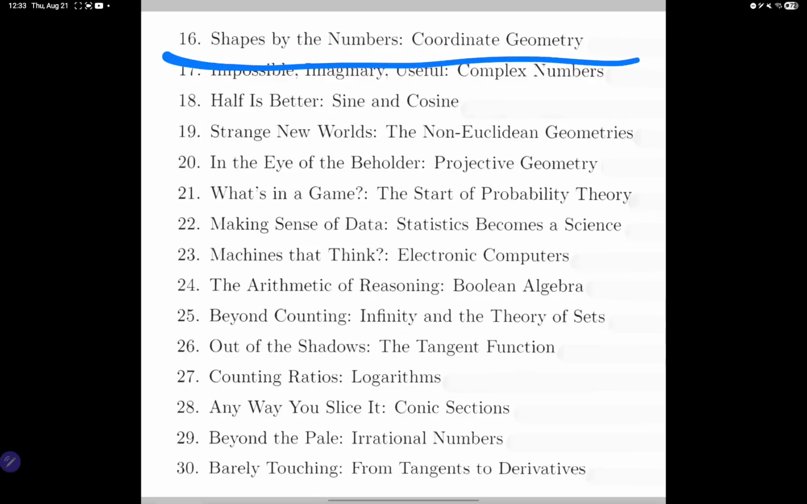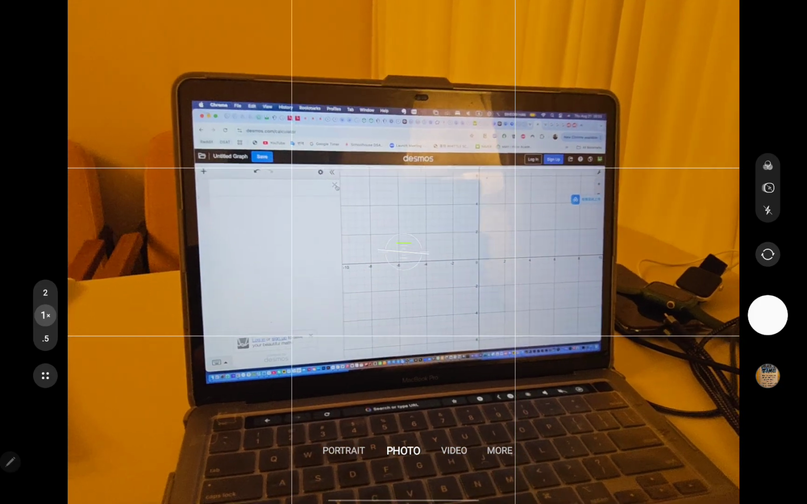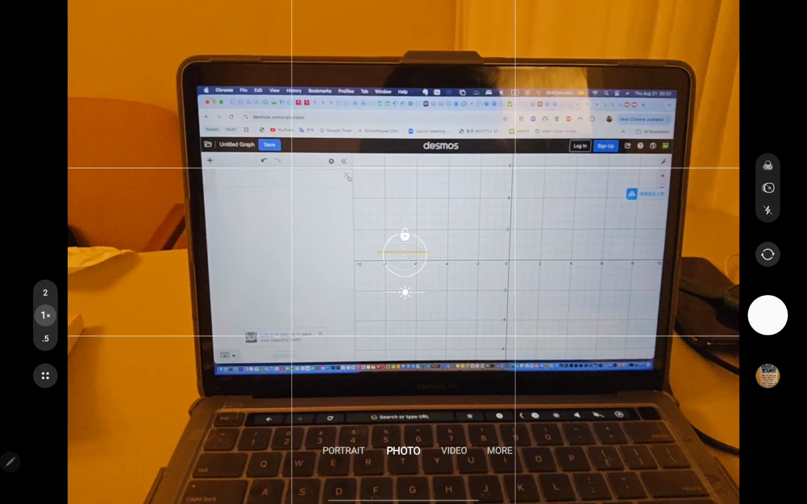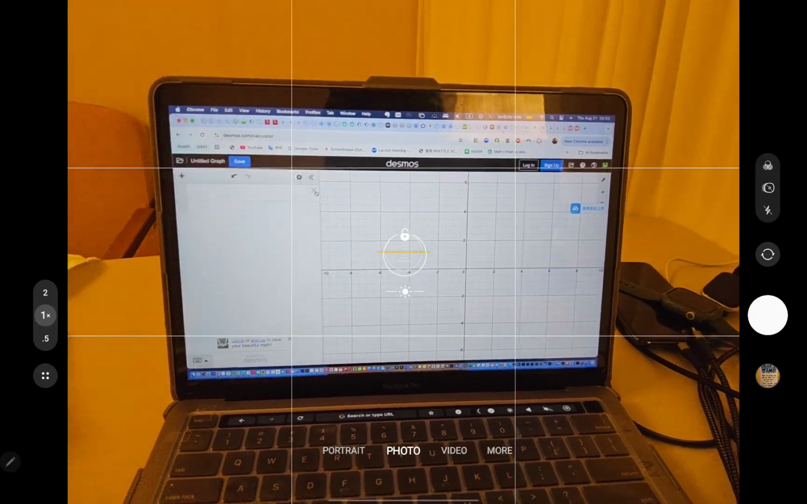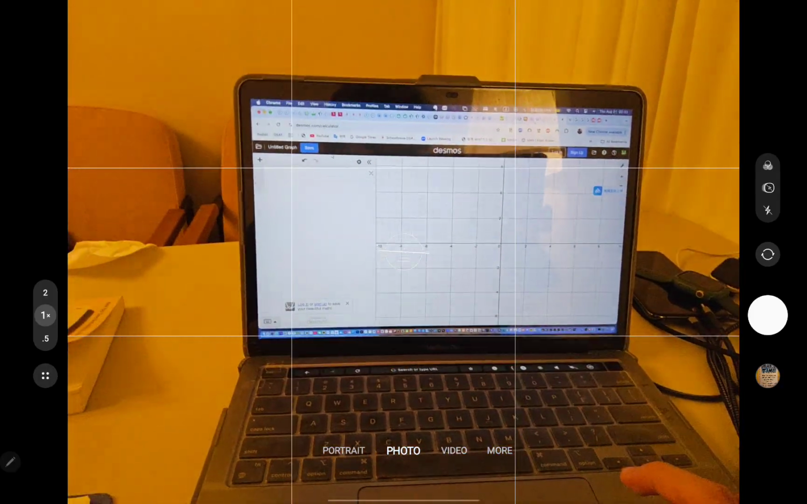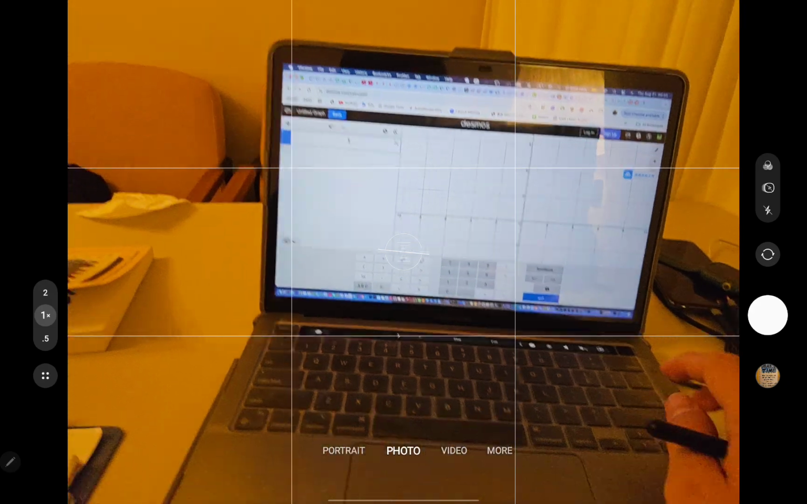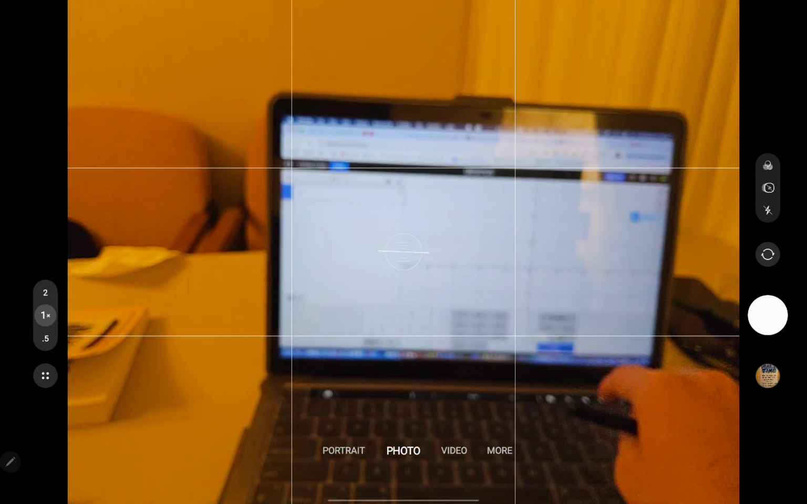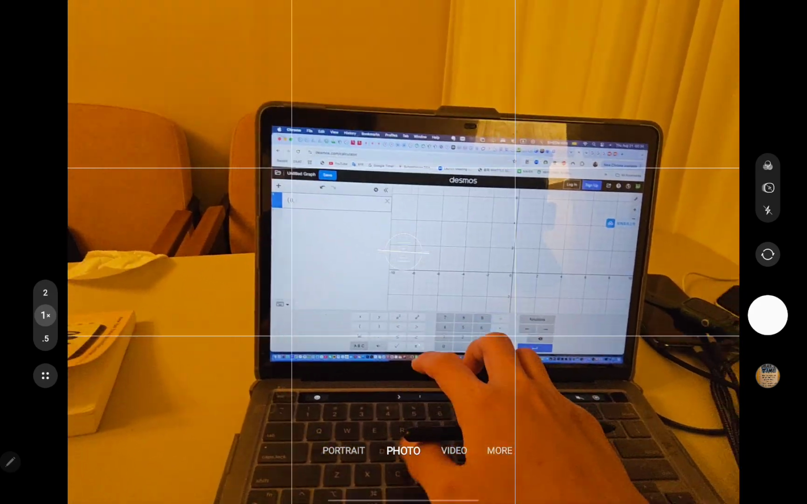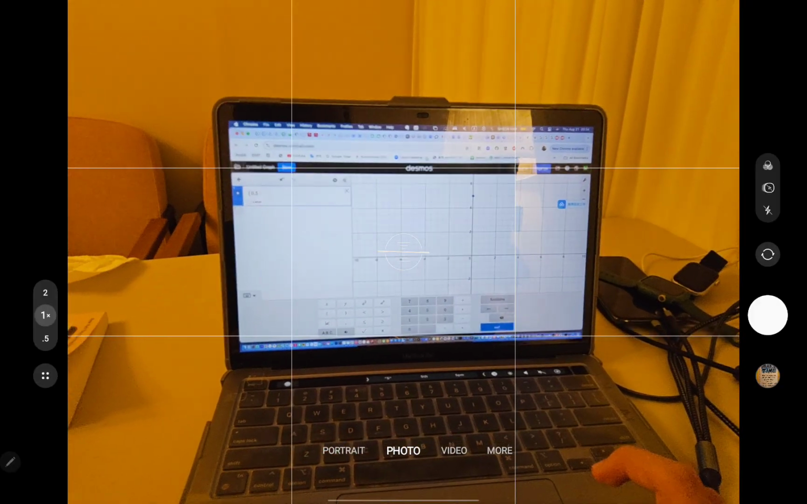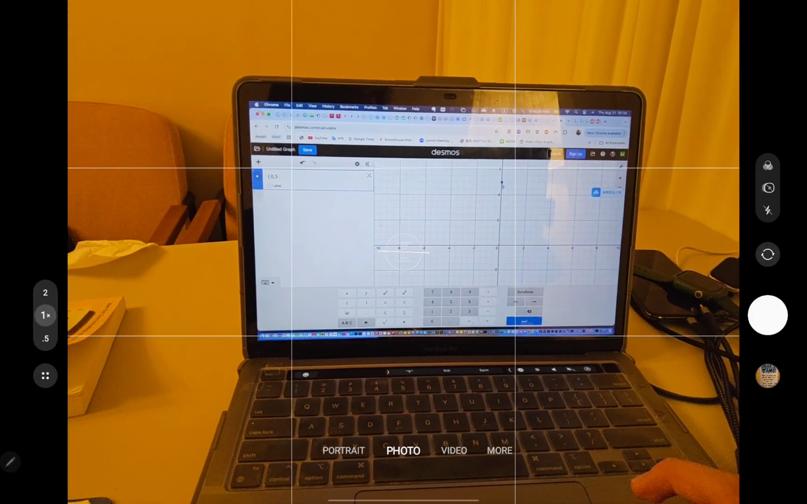Shapes by numbers, coordinate geometry. Coordinate geometry itself is pretty easy. Like, I'll show you on my laptop on Desmos. This is coordinate geometry. Go ahead and put in little bits of coordinates. This kind of stuff. 0, comma, let's say 5. And here's a little coordinate right here. There's a coordinate right here.